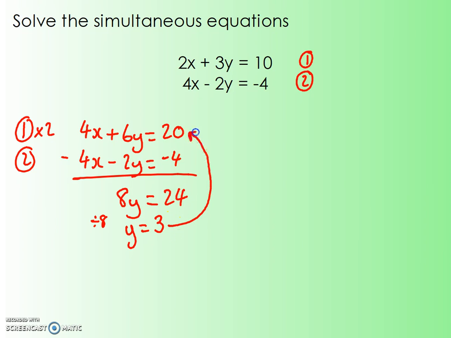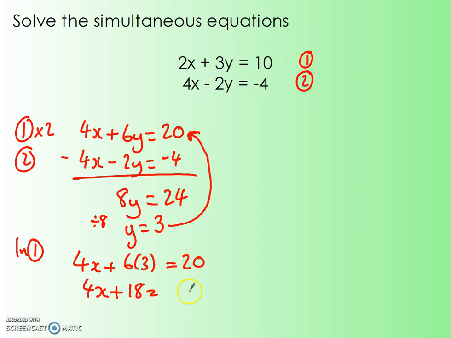I'll generally pick the top one here because it's a bit more straightforward, with a lot fewer negatives in it. So I've got 4x plus 6 lots of 3, because that's y, equals 20. So 4x plus 18 equals 20. Take 18 off both sides will give me 4x is equal to 2. And then divide by 4, and we get x equals 2 over 4, which is a half.